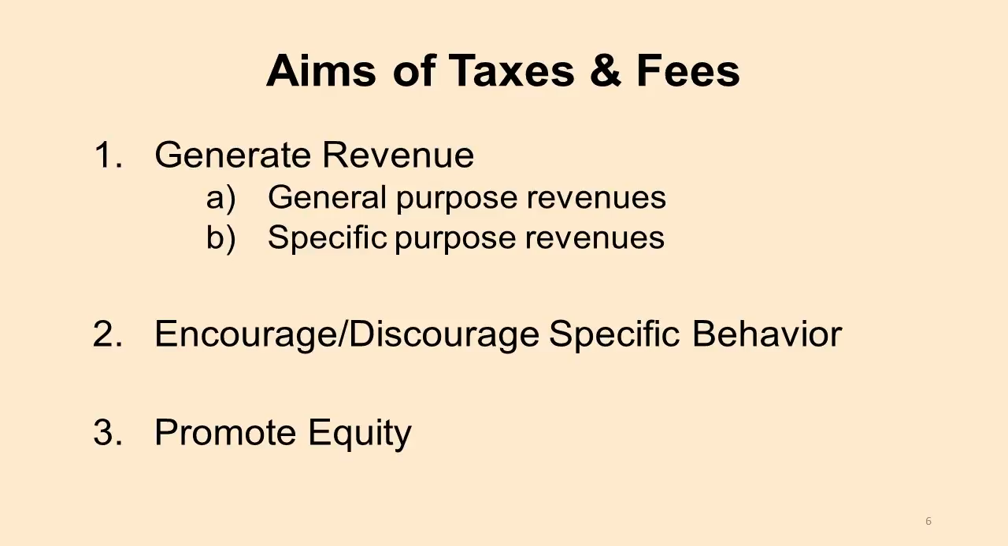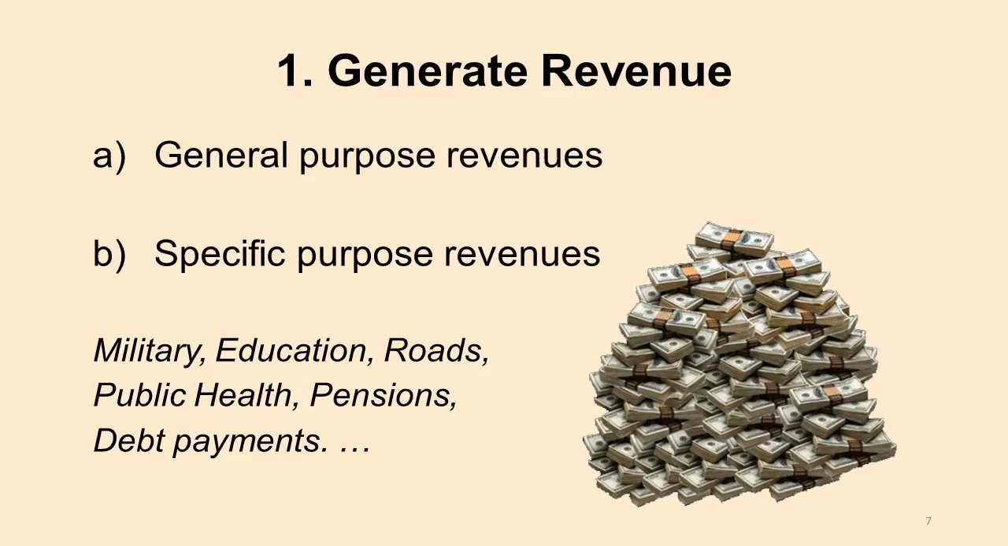General purpose revenues and specific purpose revenues. At the same time, taxes may be used to encourage or discourage behavior. Thirdly, taxes and fees are sometimes used to promote equity. Let's consider these three main points individually. Number one, to generate revenue. Government needs money. Government uses money to accomplish public good.